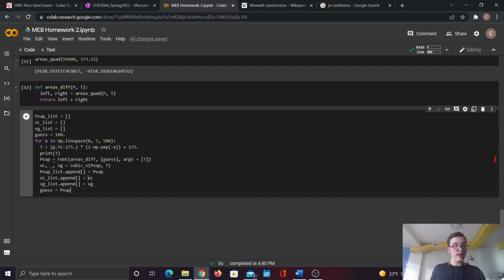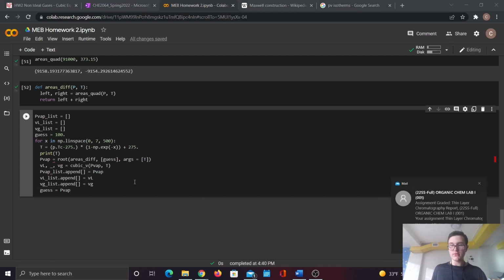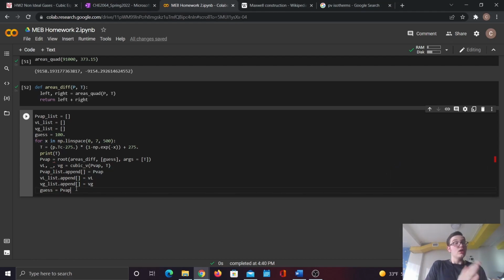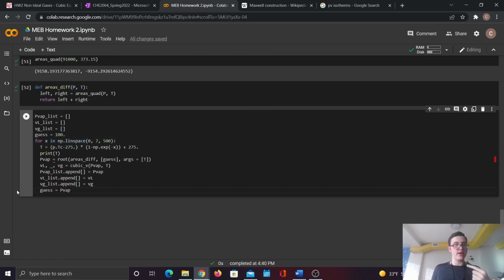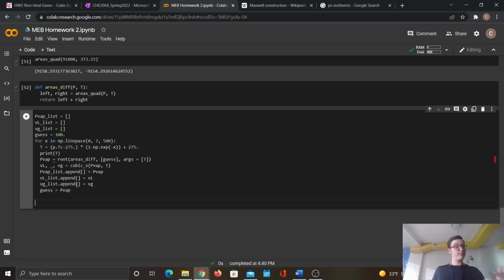There. Now we can have that. Now we have entries into our arrays here, which will repeat every time this loop repeats, and our guess will continue to get updated. Our roots will continue to have to be iterated with the different guess. And the PVAP will continue updating the guess. So we can move on from that.